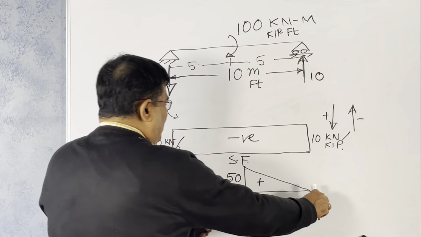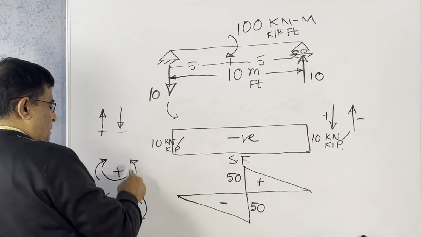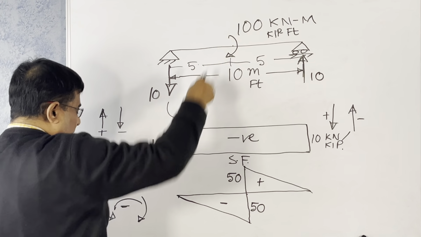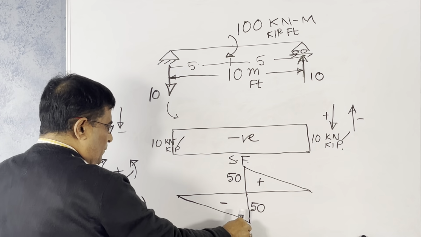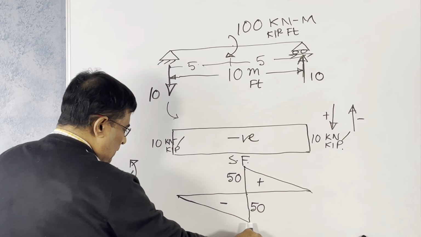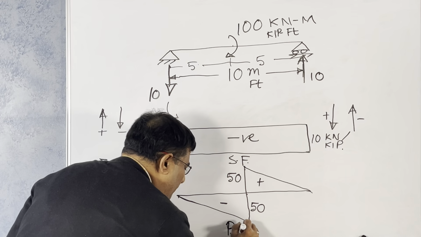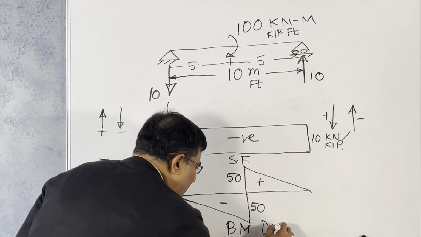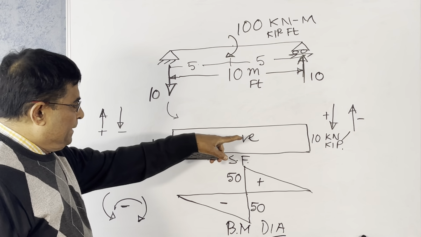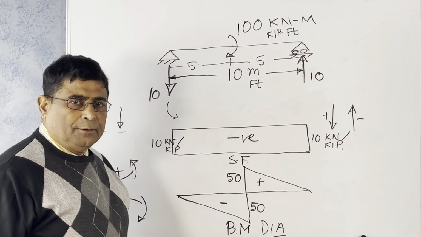If you take it from right to left, it is positive. 10 times 5, 50. This is causing an anti-clockwise moment, going down 50, so it is 50 positive, 50 negative going down, then the rest is coming up. This is the bending moment diagram. The shear force diagram is all negative, and the bending moment is partially negative, partially positive for your moment.